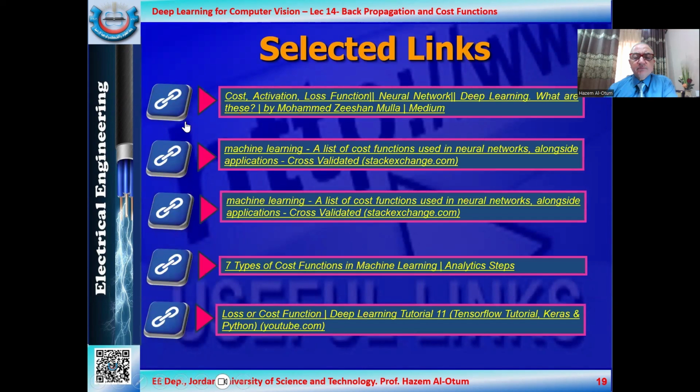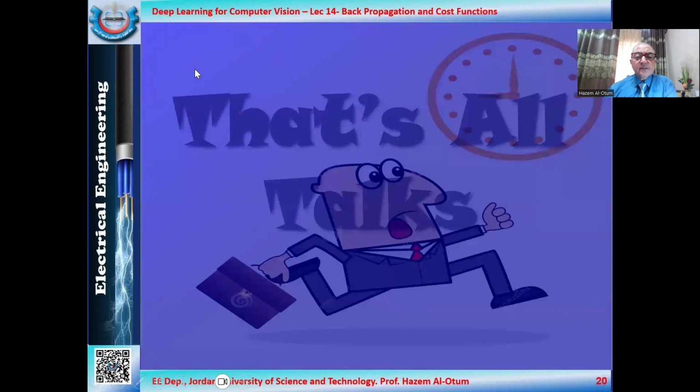Here you can find many selected links that help in defining more details about the cost functions. You can see a lot of types of cost functions in machine learning, and activation functions in terms of loss function. All these things can be found in these links, and I hope it will be very enjoyable for you. I tried to simplify as much as I can to describe the main concept behind backpropagation. I think that's all for today.